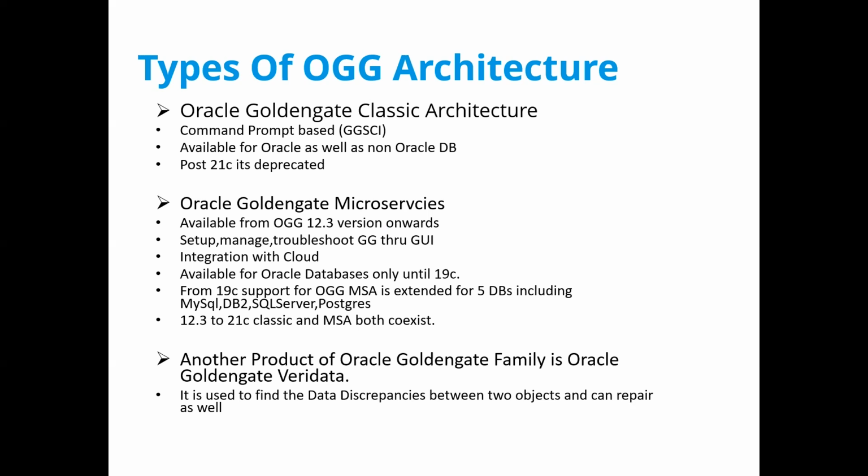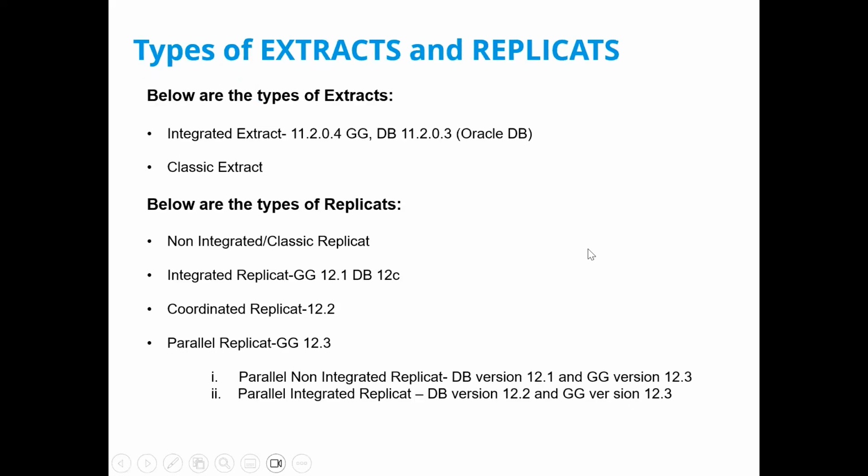Under classic architecture, you have integrated extract or classic extract. Same way, under microservices architecture, you have these two types of extract, integrated and classic. And then you have different types of replicats as well, and one of them is integrated replicat. So integrated is a type of extract and replicat. However, architectures are of two types, classic and microservices. So microservices is a type of architecture in Oracle GoldenGate.